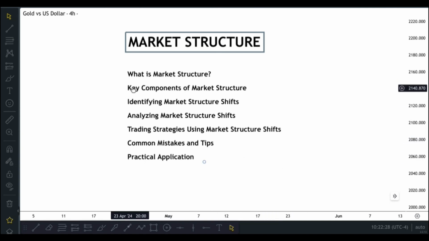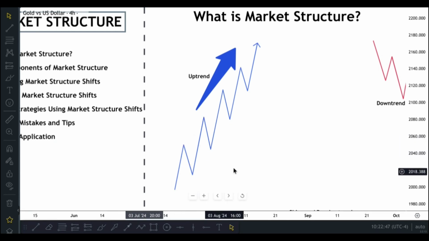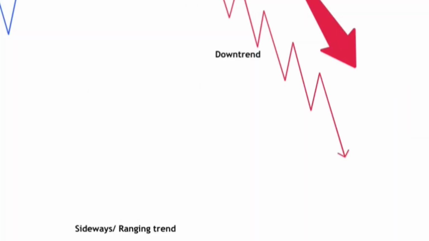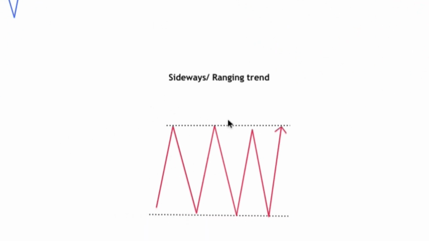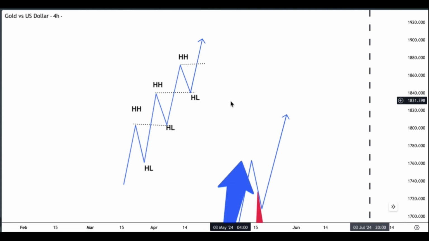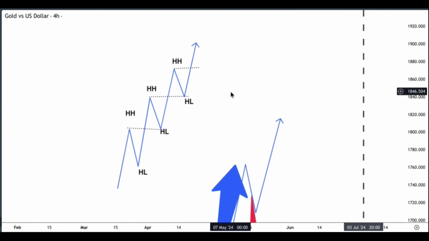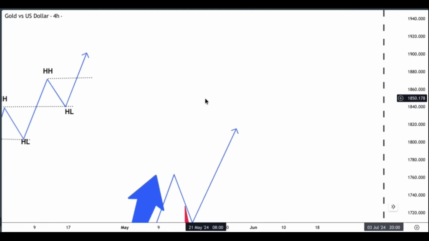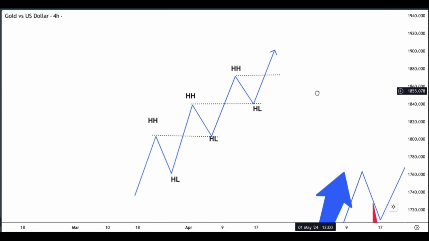So next, we're going to look at the components of the market structure. We have an uptrend, a series of highs and lows. In the downtrend, we also see a series of highs and lows, and sideways, we have that kind of movement right there. From our definition of what a market structure is, we define it as a series of lows and highs, and that can be seen clearly here in the components.